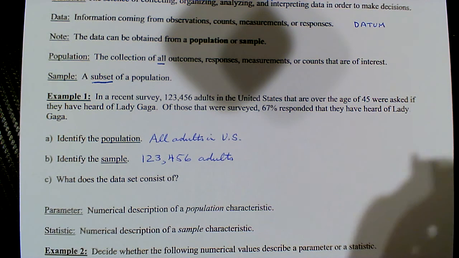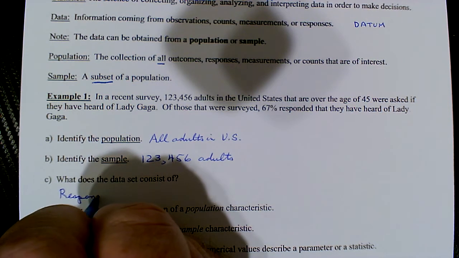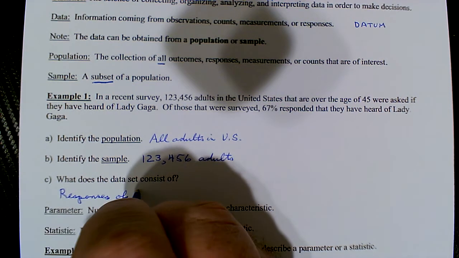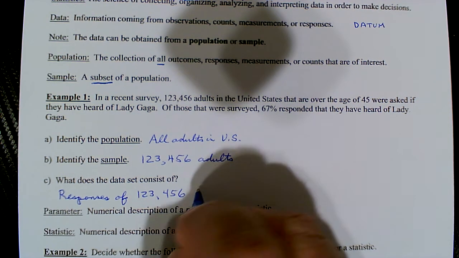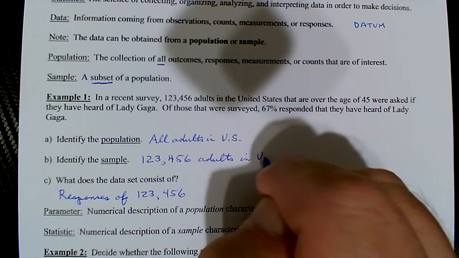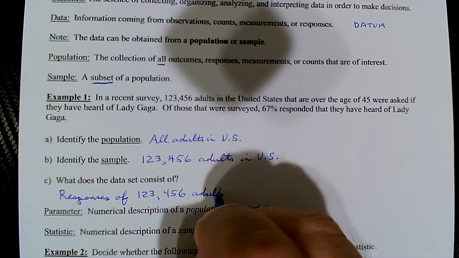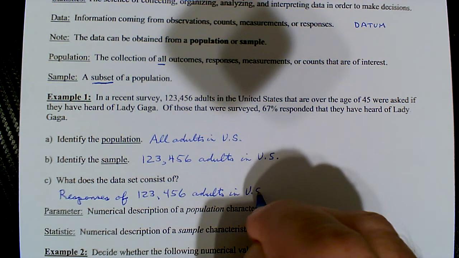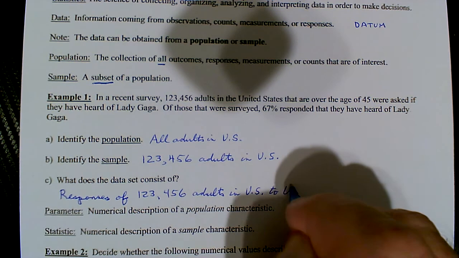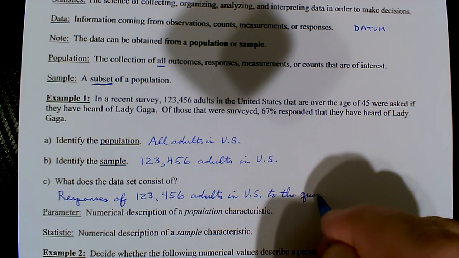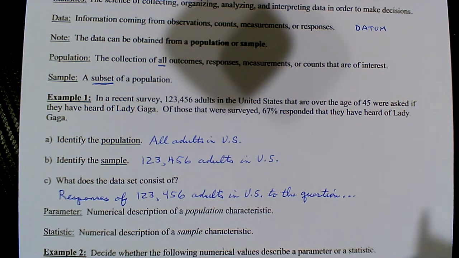And the data set basically consists of the responses of the 123,456, I guess we could say adults in the U.S., to be more precise. Adults in the U.S. To the question. I'll put the little ellipses, the three dots there.